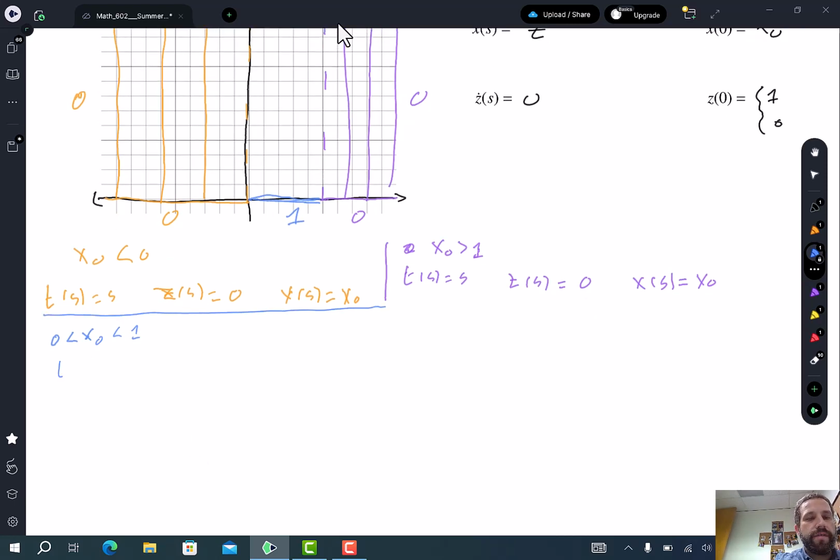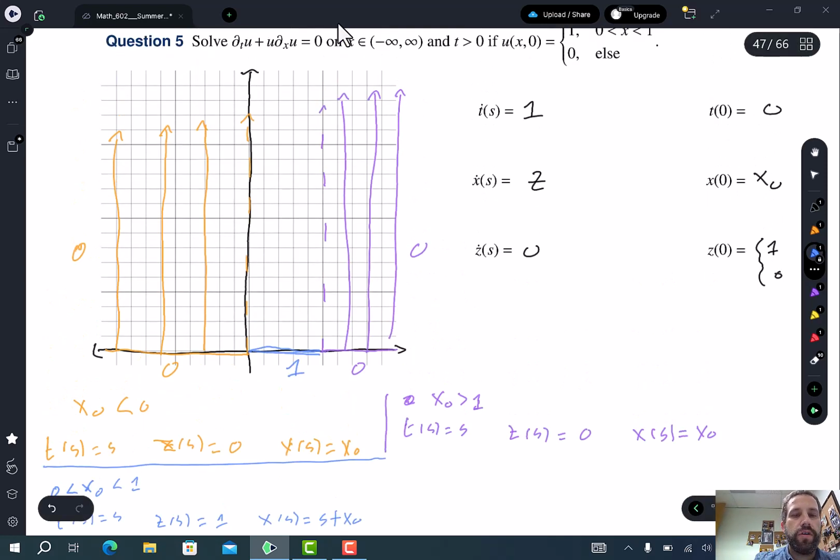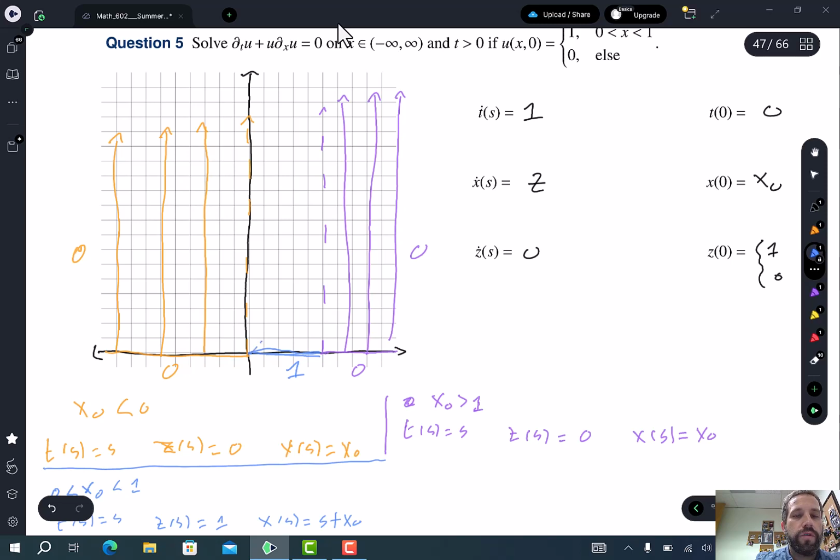Okay, so we're going to have t of s is equal to s. Z of s is going to be equal to 1, and so x of s is going to be equal to s plus x naught. So these are going to be 45-degree angle lines, and again, for the ones at the border, I will draw it dashed like this, and then we'll have something like this.